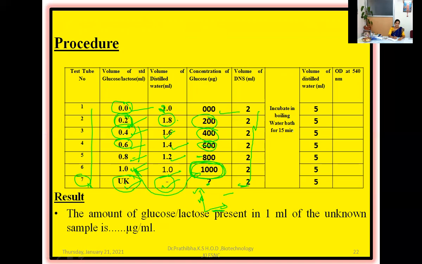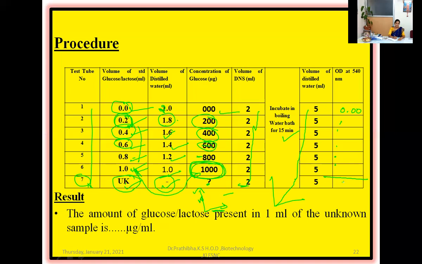After 15 minutes of water bath incubation, add 5 ml of distilled water to all the test tubes, and the first will always be 0.00. Using the blank, you are going to adjust the OD, and whatever ODs you get, you need to plot the graph. By using the six test tubes, you are going to plot the standard graph or standard curve.